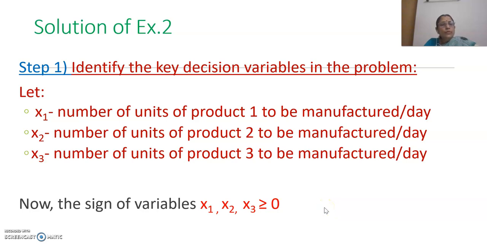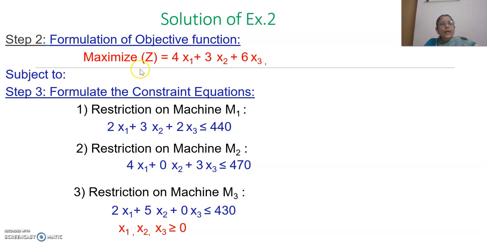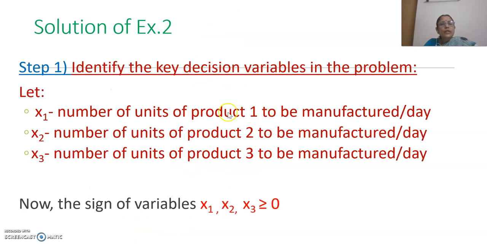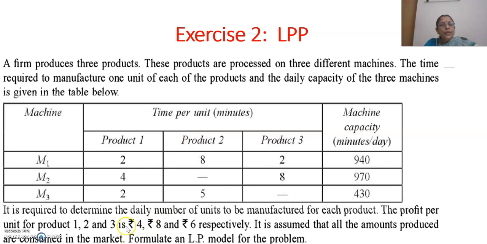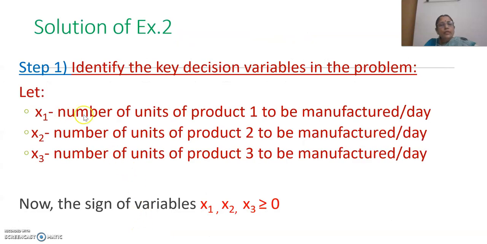Now we'll move on to the objective function. The objective function is to maximize the total profit coming from selling x1 units of product 1, x2 units of product 2 and x3 units of product 3. We already saw that x1 is the number of units of product 1 manufactured per day, and that by selling one unit of product 1 we get a profit of 4 rupees. Since we are going to manufacture x1 units of product 1, the total profit would be 4 into x1.